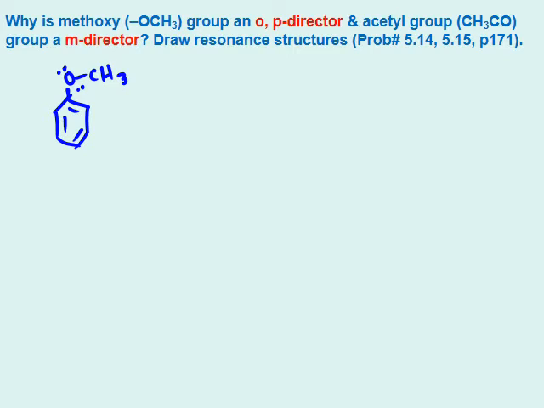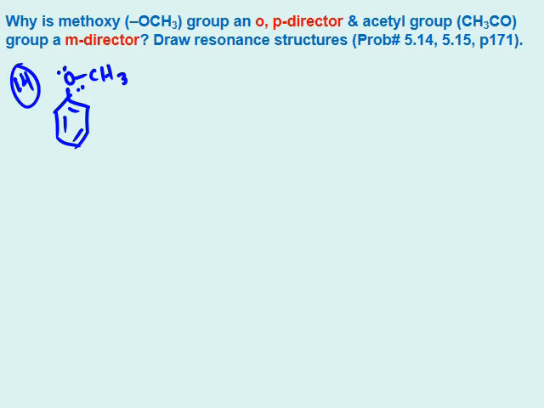Now keep something in mind here. So far we have been telling you to remember that whenever you have a situation like this, where oxygen has an unshared electron pair, it will be an ortho-para director. Here we are going to explain that by going over this particular problem, number 14 from chapter 5, so 5.14. This is on page 171.